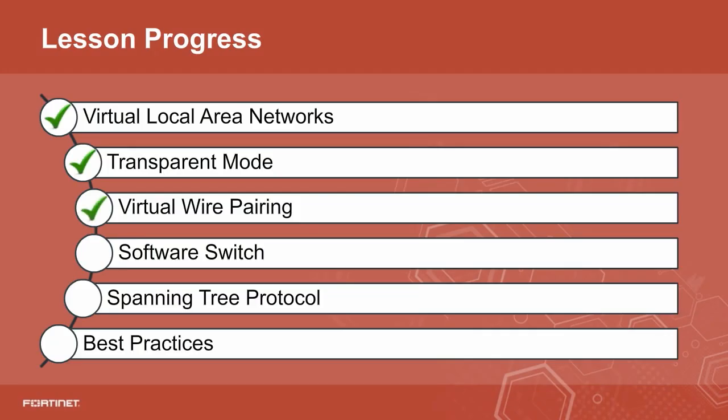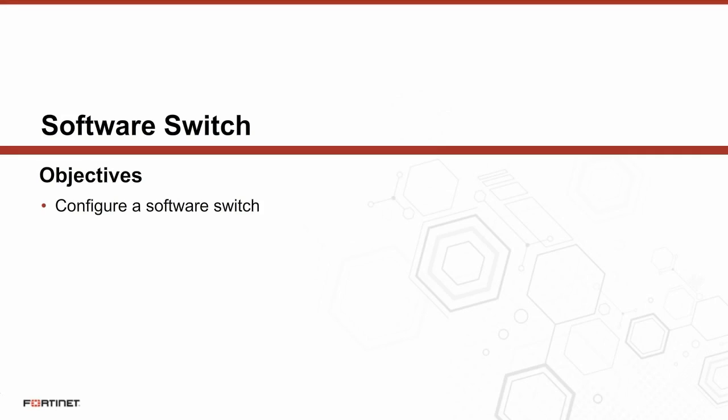Good job! You now understand virtual wire pairing. Next, you'll learn about the software switch function. After completing this section, you should be able to configure a software switch. A software switch adds a virtual layer 2 switch to the FortiGate configuration. By demonstrating competence in using the software switch feature, you will understand how to group multiple physical and wireless interfaces into a single virtual interface.